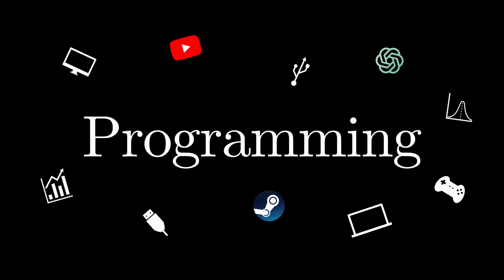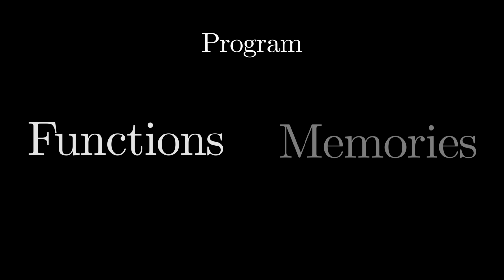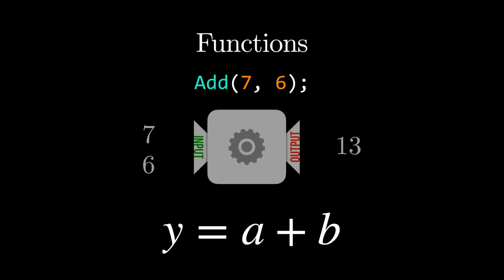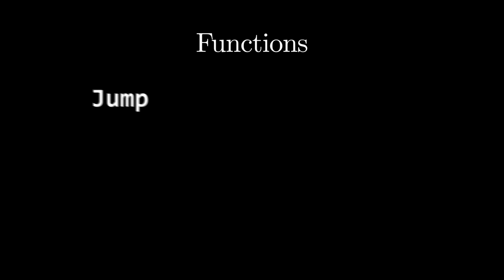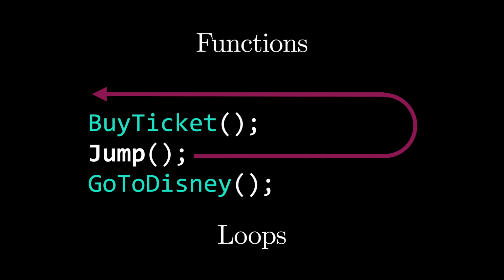Our journey through programming's wonderland is coming to an end. Let's have a quick recap of what we learned. A program is a set of instructions. It contains two main parts, functions and memories. A function is a reusable chunk of code which helps us deliver the instructions. Thanks to the jump function, conditional logic and loop logic are possible.